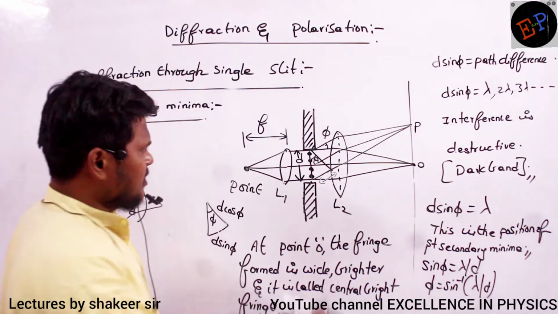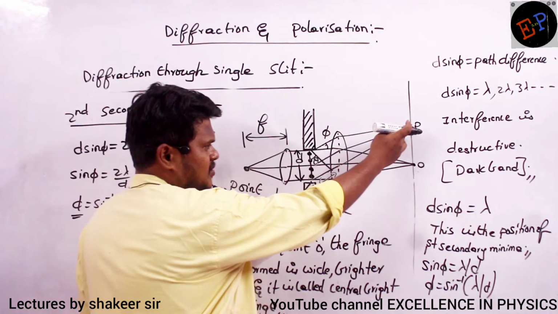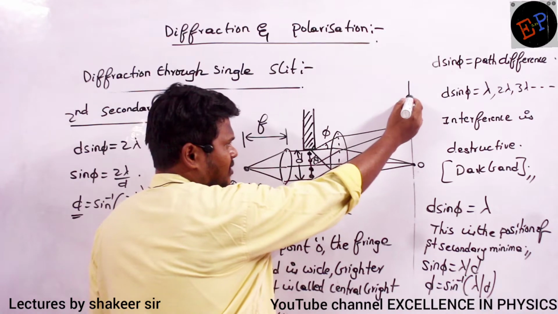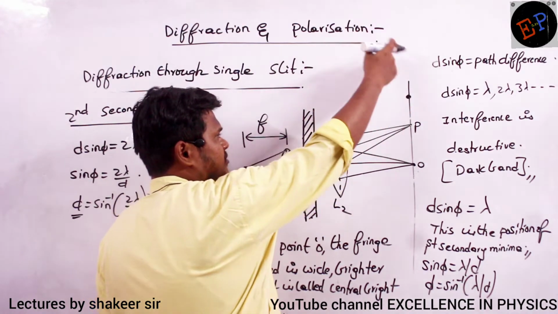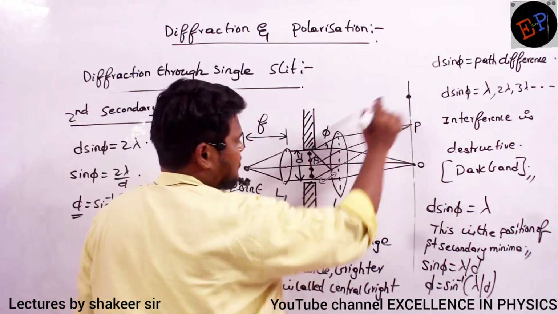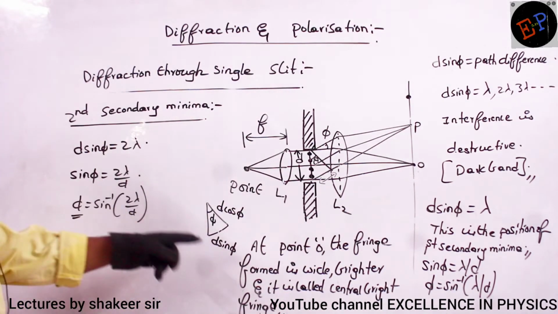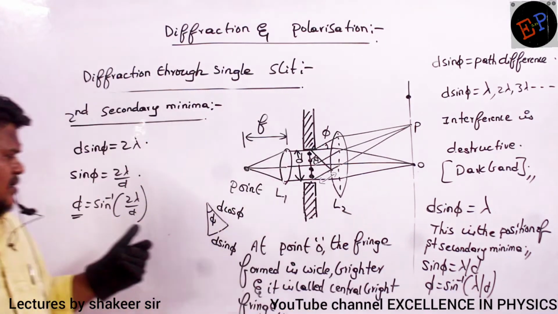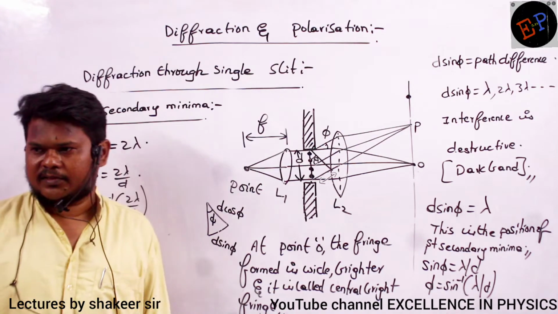Is the position clear? Yes, here first I will get the first secondary minima, then somewhere here I will get the second secondary minima, third secondary minima like this. So those angles we are measuring. This is the angle for the first secondary minima, this is the angle for the second secondary minima, like that. Okay.